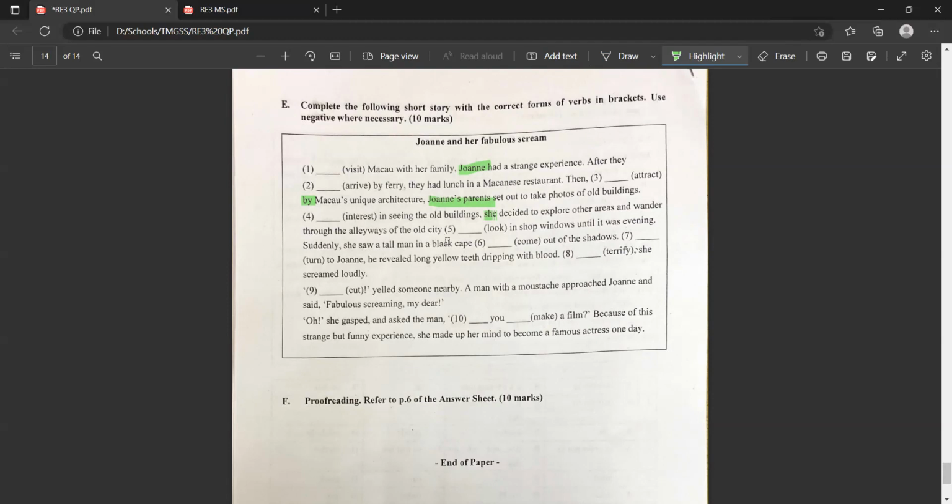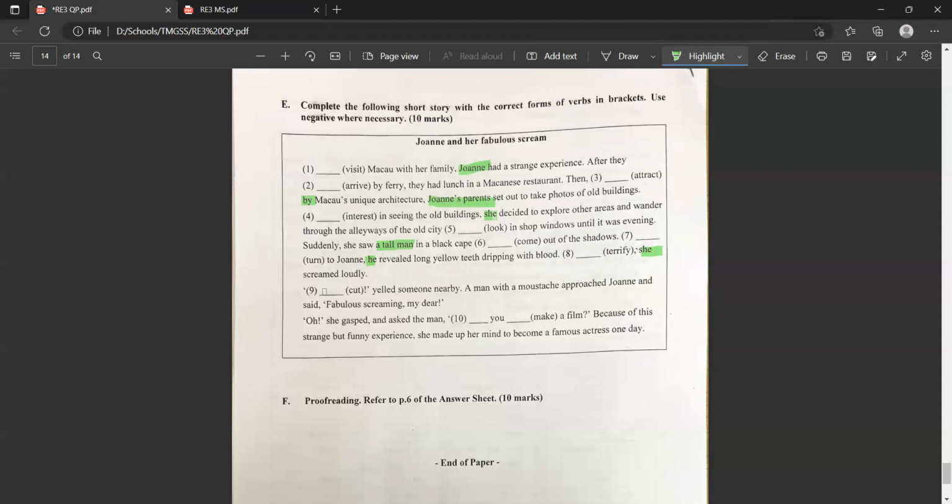She saw a tall man in a black cape. You highlight a man. Most likely it should be active, right? Coming out of the shadows. Turning to Joanne, he revealed long yellow teeth dripping with blood. She was terrified, okay? So terrified, she screamed loudly.